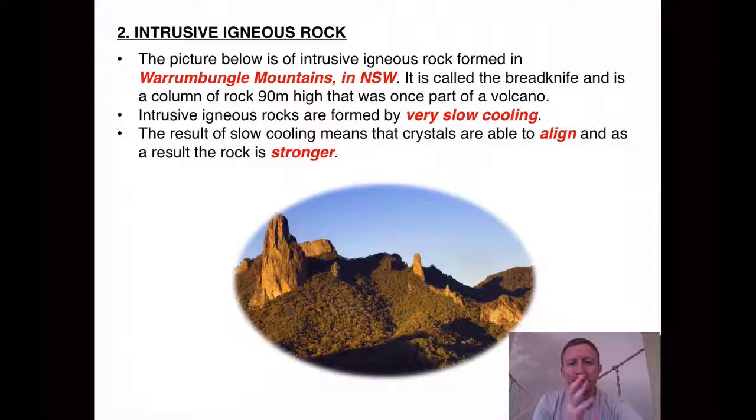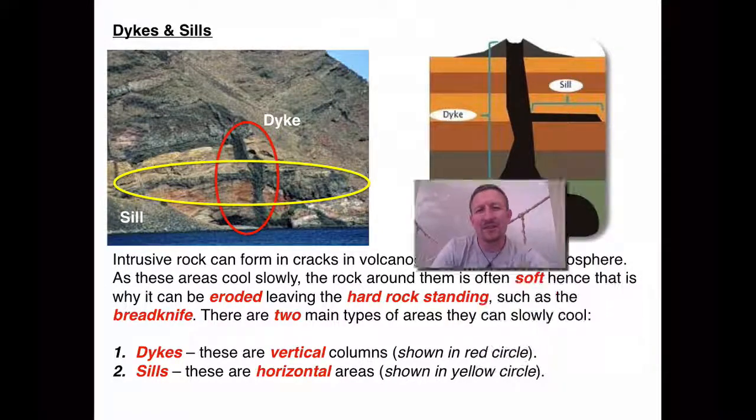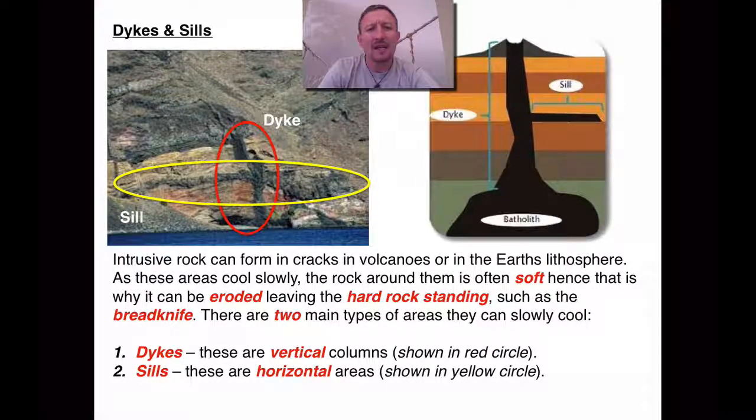And this is because of the cracks which are formed in the Earth's crust, allowing that lava to flow up and then cool very, very, very slowly. And as I've put in that third bullet point, they're able to realign, and as a result the rock is incredibly strong. Now there are two main areas where the intrusive rock can actually form, and that's through areas of dikes and sills. Now basically a dike is a vertical column, whereas a sill is a horizontal column.